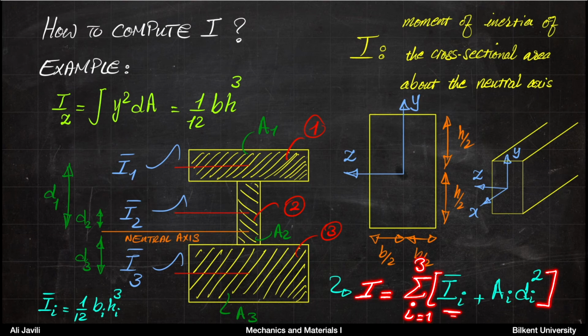But if you have more cross sections or more parts, you can always use this. So you would have the I bar i, which is again the moment of inertia of each section with respect to its own centroid or its own neutral axis, plus the offset term, which is the area of each part times the offset distance to the power 2.